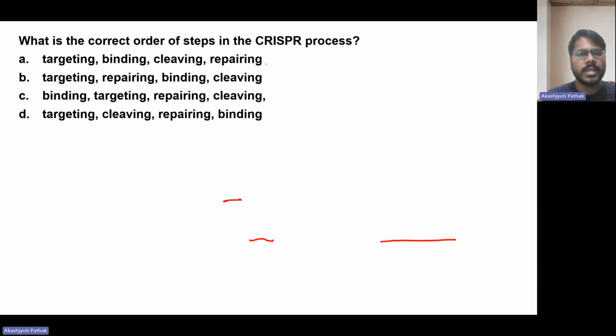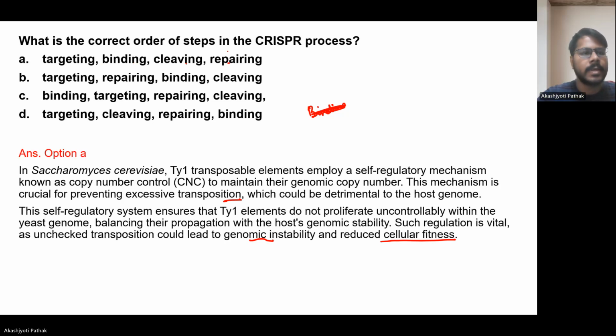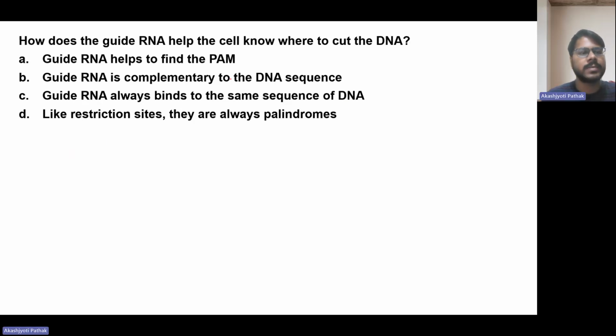So what is the correct order of steps in the CRISPR process? First there will be targeting. Targeting means the spacer sequence, or the single guide RNA, will determine where this CRISPR-Cas complex has to go and bind. So first targeting, then binding, then cleaving, and then repairing. So it is option A. Now let's answer the next question. The answer to that one is option A.